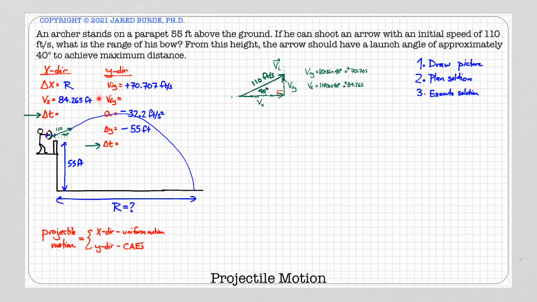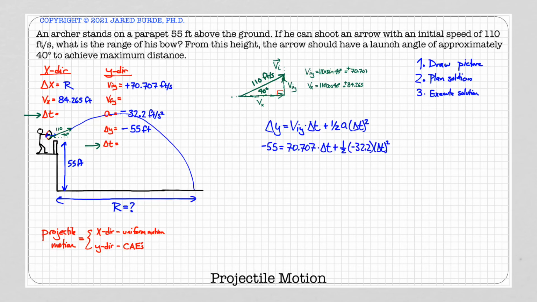I can look over here. This is the Y direction with constant acceleration. I have three variables, and so I can use those to find the time. The first thing I'm going to do is to write out the relevant equation. I don't know my final velocity in the Y direction, so I'll pick the constant acceleration equation that doesn't have Vf in it. Start by writing out the equation and then plug in variables.